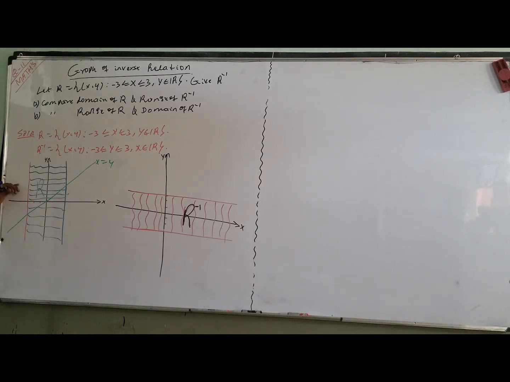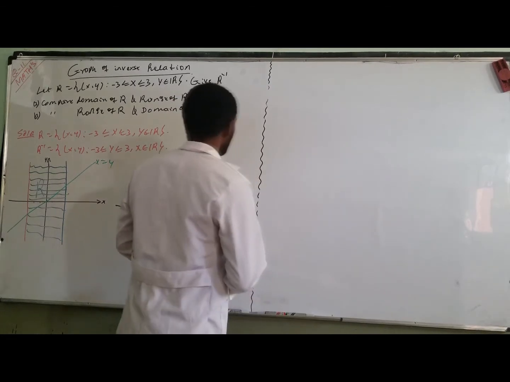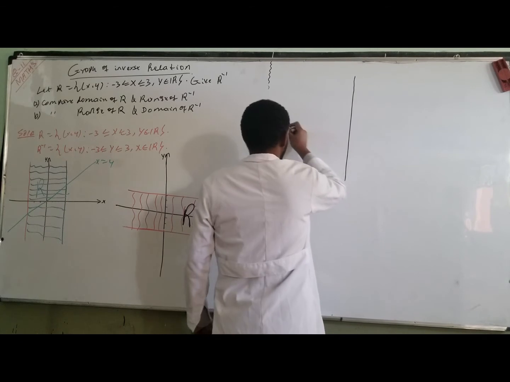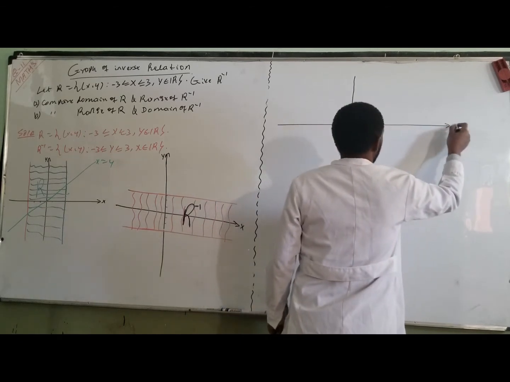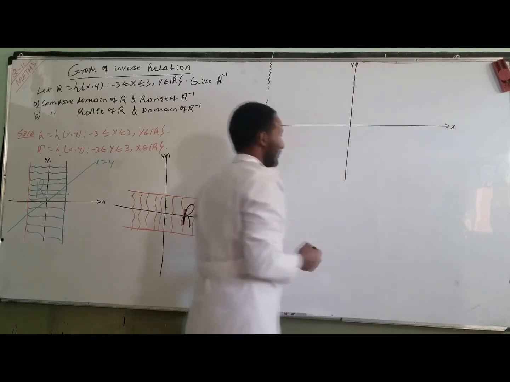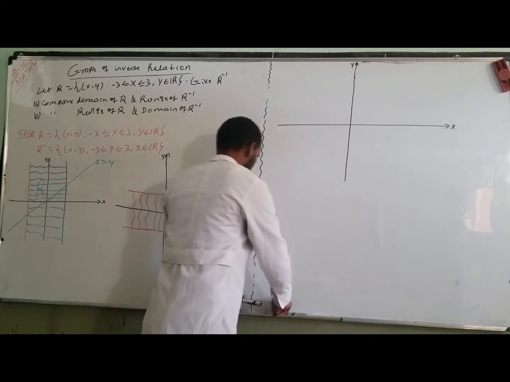Mirror image of graph of R. Mirror image of graph of R with respect to x is equal to y. Let us see on the same xy coordinates. Let us take this is x, this is y coordinates.